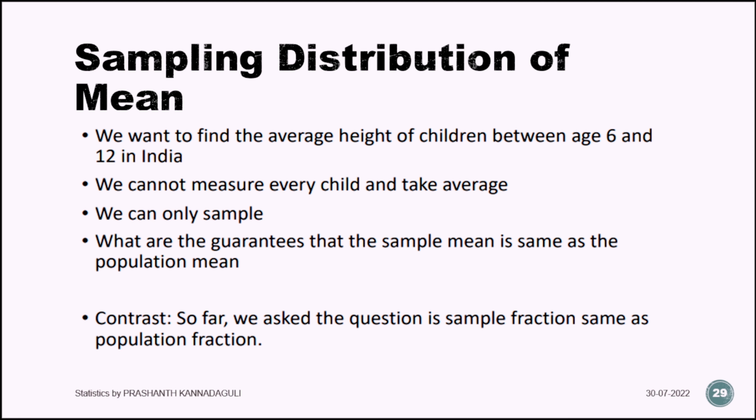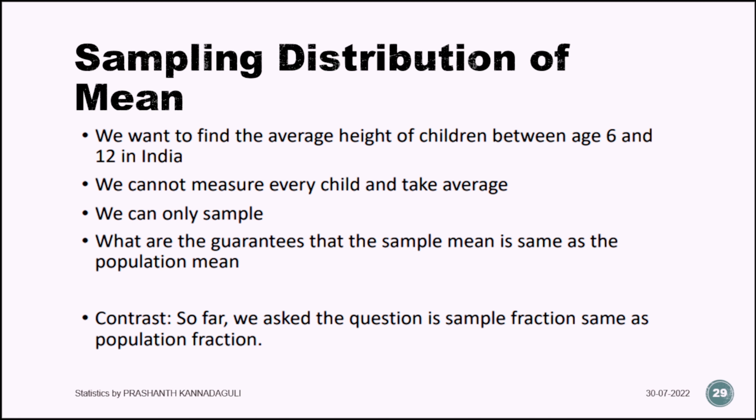So how do you normally calculate an average? Average means I have to measure every height. So I have to ask every child who is between 6 to 12 about their height, calculate and take a sum of their heights, and divide that by the number of samples you took. But anyway, it's obvious that we cannot measure each and every child.